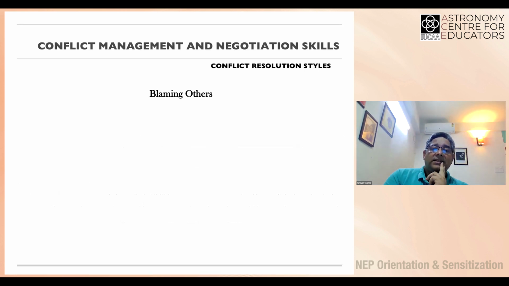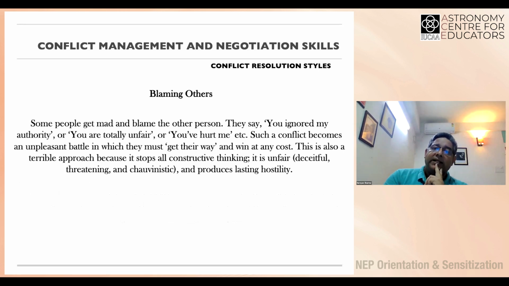The third is blaming others. Some people get mad and blame the other person. They will say, "You ignored my authority," or "You are totally unfair," or "You have hurt me," etc. And such a conflict becomes an unpleasant battle in which they must get their way and win at any cost. So this is also a terrible approach because it stops all constructive thinking. It is unfair because it is deceitful, it is threatening, and most of the time it is chauvinistic, and this produces very lasting hostility. So instead of the conflict being resolved, it can escalate, and the conflict can last long.